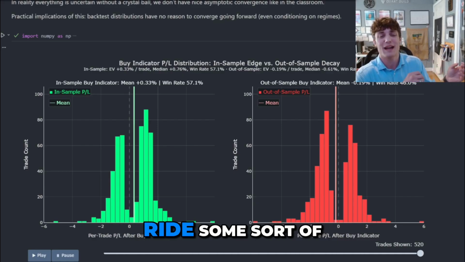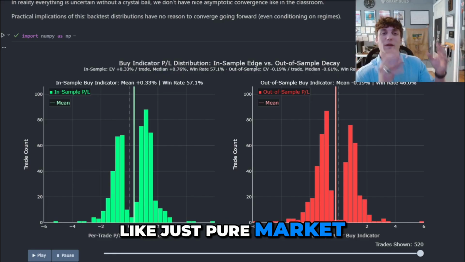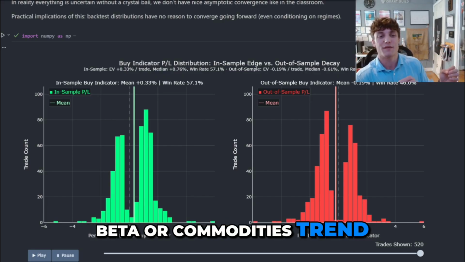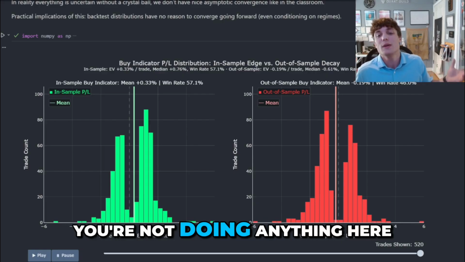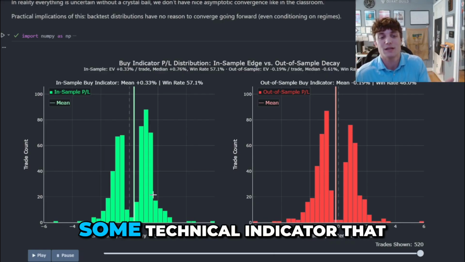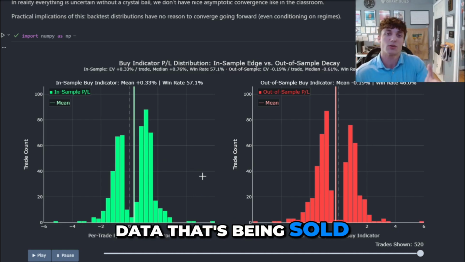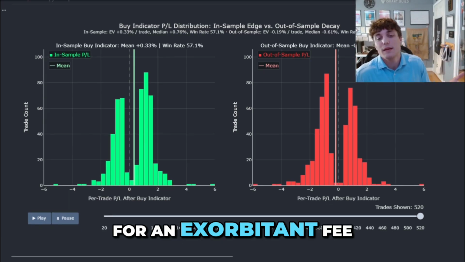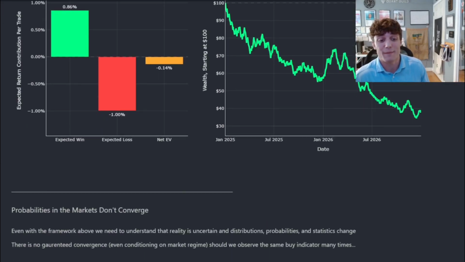You're not trying to ride some sort of driver of return like pure market beta or commodities trend following or some sort of crisis alpha overlay. You're not doing anything here. This is probably just some technical indicator that was overfit to historical data that's being sold to you for an exorbitant fee, right? Really, any fee is exorbitant for that.